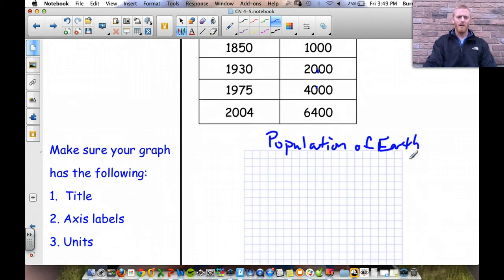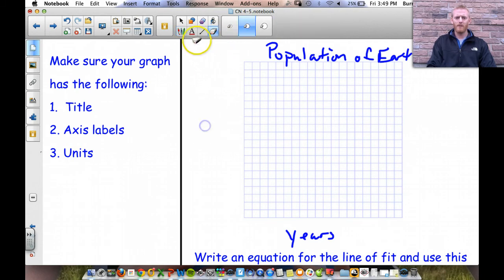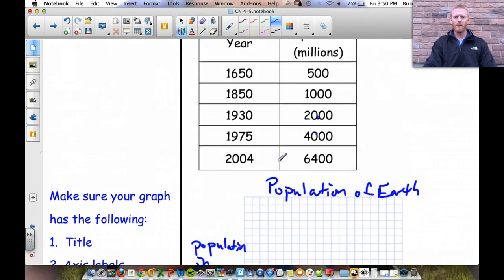Population of Earth. For our axes, we said that the x is going to be years, and the y is going to be millions of people. So this will be the population. Let's put Population in millions. Now I apologize for my handwriting. I am again in an alley while my car is getting worked on. It's kind of weird.